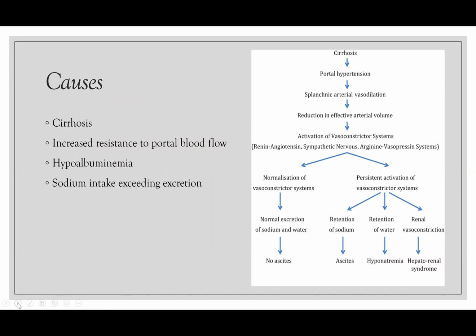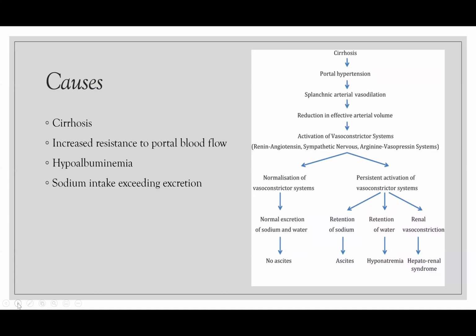Here are some of the main causes of ascites. The most common is cirrhosis. About 60% of patients that have cirrhosis will have ascites occur within 10 years of being diagnosed. Some other causes are increased resistance to portal blood flow, hypoalbuminemia, and sodium intake exceeding excretion.